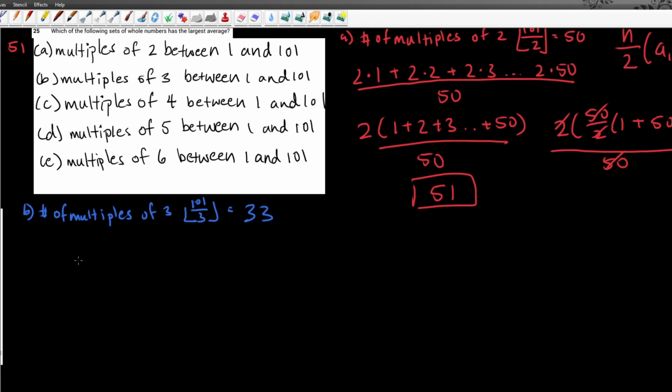So this time, I'm going to skip step 1 here because we can factor out the 3. But then instead of having 50 terms this time, we have 33 terms. So it will be 1 plus 2 plus 3 all the way to 33, and then divide it by the number of terms, which is 33. So we do the same process here, and then this will be equal to n over 2. N is equal to 33 over 2, a1 plus an, 1 plus 33 is equal to 34.